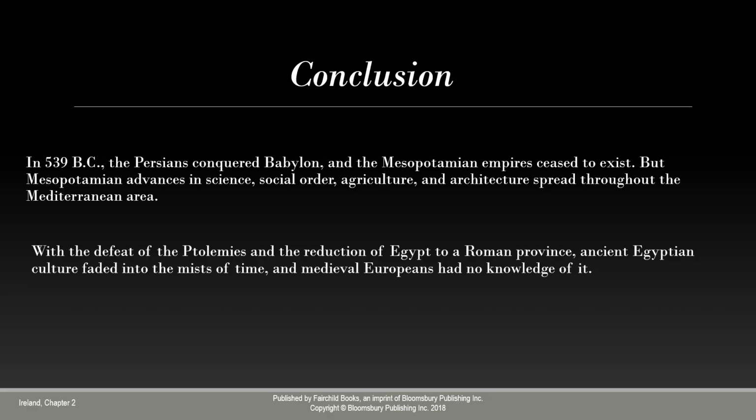Persians eventually conquer Babylon, and the Mesopotamian empires no longer exist. But we still continue to see advances in science, social order, agriculture, and architecture spread throughout this Mediterranean region. This is going to lead us into our next chapter with the Minoan, Mycenaean, and Greek design and their influences.